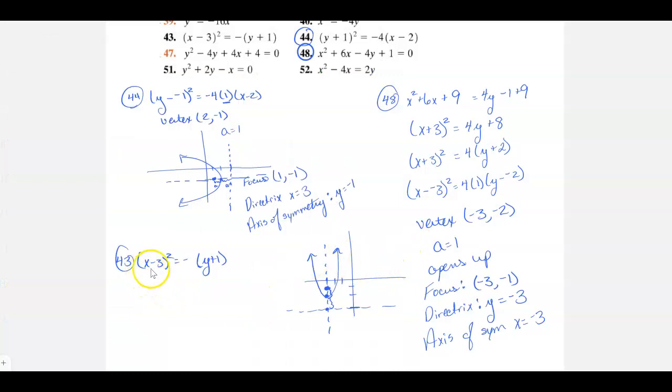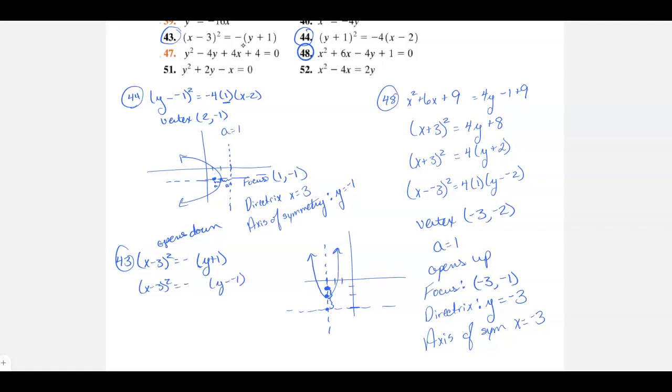So let's do one more, and let's look at 43. You may want to pause the video, try it, and then come back. So in 43, we've got this. Now we know by comparing with the formats, it is going to open down. So we have (x - 3) squared equals negative times (y - (-1)).